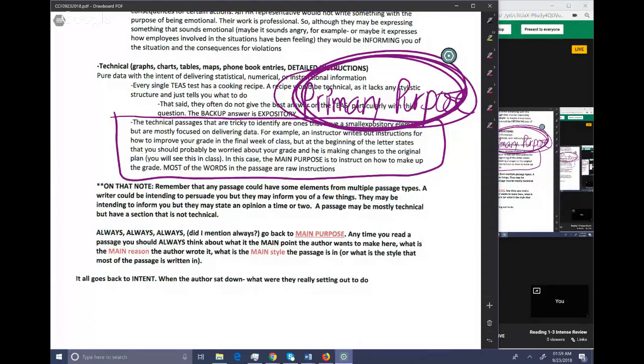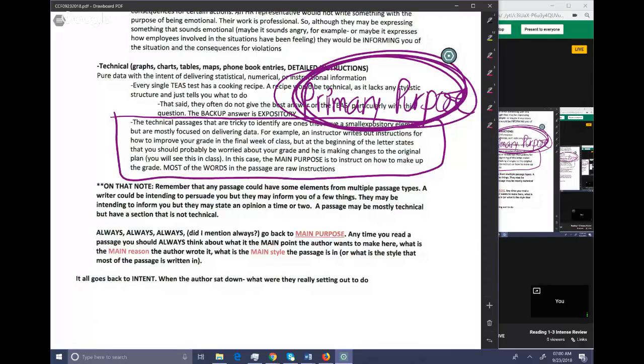So yes, he led in with a little bit of something that was expository, and he led out, I think, also with something that was kind of expository. Those were not his primary purpose. His primary purpose wasn't to say you guys did bad on the test. His primary purpose wasn't to say you should be worried about your grade. His primary purpose was, here's option 1, 2, and 3 if you want to try to fix your grade. All the rest of it was secondary to that.